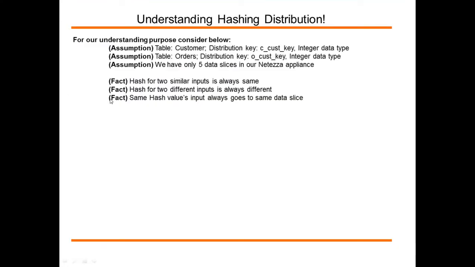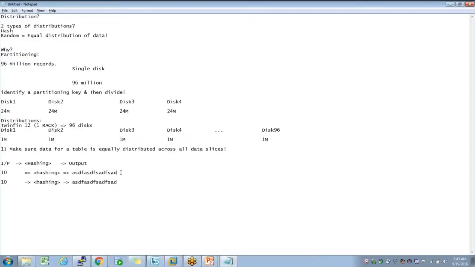This is nothing that Netezza invented. This is an industry hashing standard. Hash for two similar inputs is always the same. Hash for two different inputs is always different. Same hash value input always goes to the same data slice. Now Netezza is using it to its advantage. So if I send this to disk 4, it doesn't matter, even in the future the same output will go to disk 4. Same hash value output will sit in the same disk.